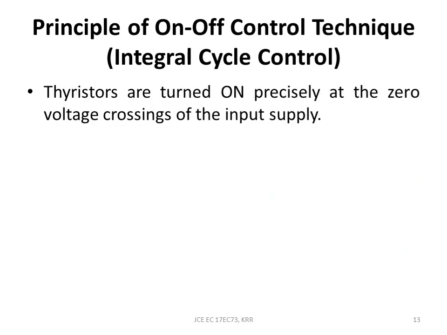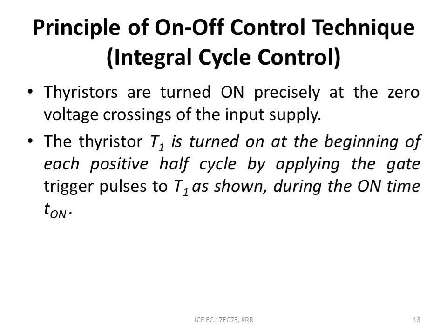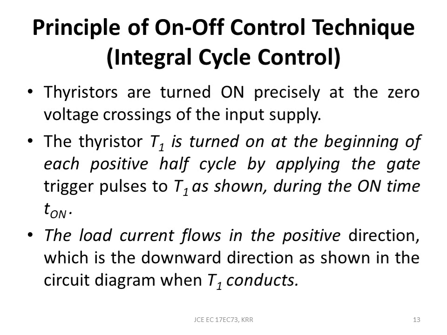So thyristors are turned on precisely at the zero voltage crossing of the supply, that is at alpha equal to 0 degrees and at alpha equal to pi, that is the zero crossings of the input supply. The thyristor T1 is turned on at the beginning of each positive half cycle by applying the gate trigger pulses to T1 as shown during the on period. The load current flows in the positive direction, which is the downward direction as shown in the diagram.